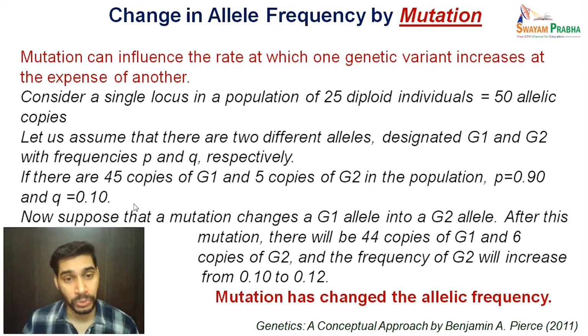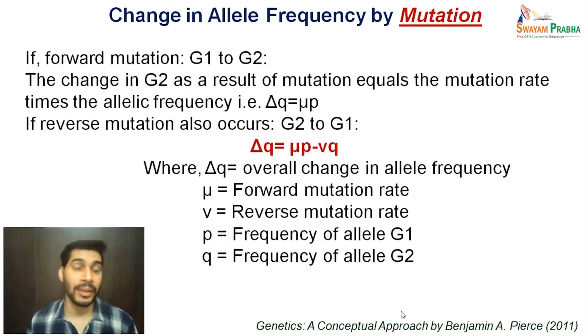Now suppose that a mutation changes a G1 allele into a G2 allele. After this mutation, there will be 44 copies of G1 instead of 45 and 6 copies of G2 instead of 5. And the frequency of G2 will increase from 0.1 to 0.12. So that means one mutation has changed the allelic frequency. Now this is the case of forward mutation, that is from G1 to G2.